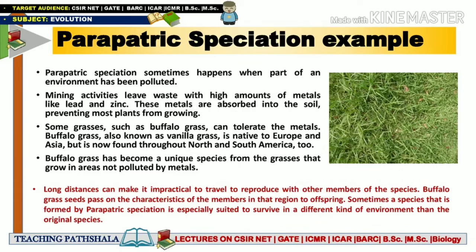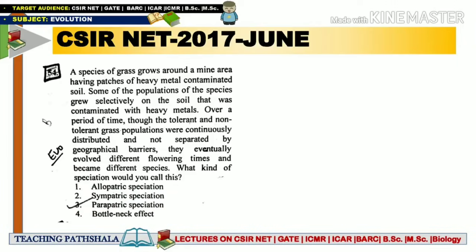Okay, this scenario works totally the same as what we have seen in the case of polluted and non-polluted land and the plants growing on it. In the last line, it has been mentioned that the long distance can make it impractical to travel to reproduce with other members of the species. The buffalo grass seed passes on the characteristics of the members in that region to offspring. Sometimes a species formed by parapatric speciation is specially suited to survive in a different kind of environment than the original species. So with this we have completed parapatric speciation.